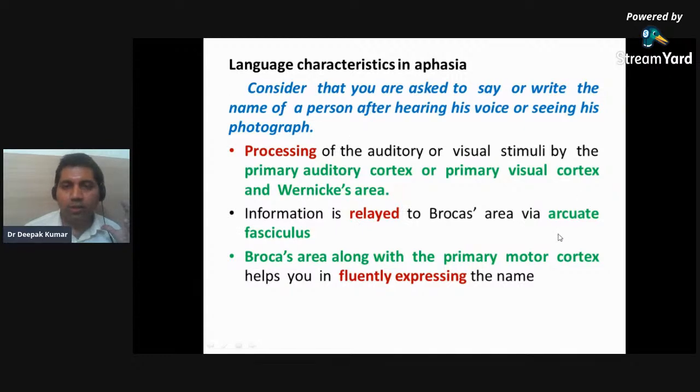And that needs the arcuate fasciculus. I've simplified the other components involved, but don't worry, this is sufficient. If you have knowledge about it and you're trying to relate that, don't do that. Currently, keep it simple like this. Information is relayed to Broca's area via the arcuate fasciculus. Then Broca's area, along with the primary motor cortex at the back of the frontal lobe, helps you in fluently expressing the name. So if you wrote the name in your book or used your language to communicate, saying yes, it's Albert Einstein, then it was your primary motor cortex along with Broca's area that was in action. So this is what happened when that question was asked to you.